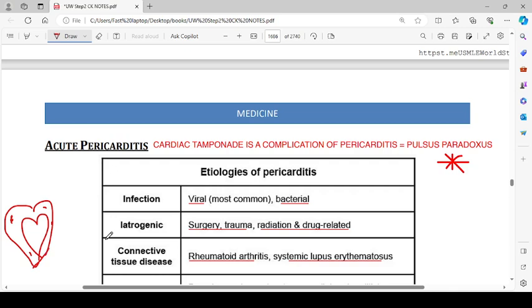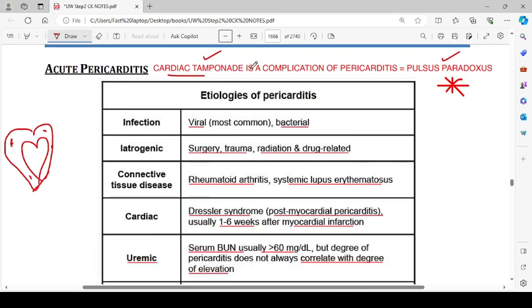Yes, because there will be accumulation of fluid in the pericardial space, and that will not allow the heart to relax properly. And pulsus paradoxus is a characteristic of cardiac tamponade. Pulsus paradoxus means with inspiration, normally there is a slight decrease in blood pressure because blood is pulling into the heart. But if that decrease in blood pressure is more than 10 millimeters of mercury on deep inspiration, that is called pulsus paradoxus, and that can be seen in cardiac tamponade.